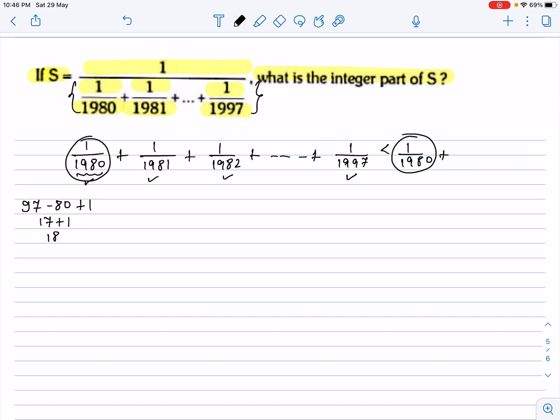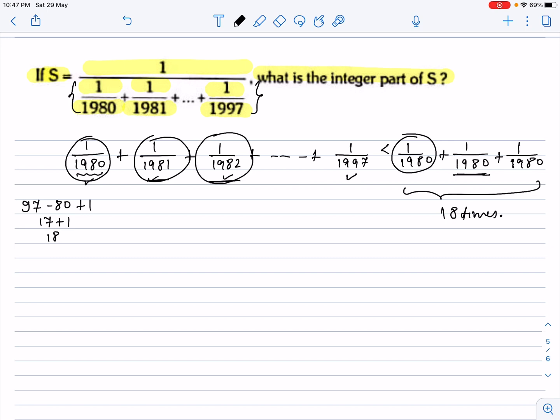But once again I will be going to divide 1 upon 1980 over here. That means 1 upon 1981 will be definitely lesser than this 1 upon 1980. So how many times will I be going to write 1 upon 1980? For 18 times I will be writing this thing. And 1 upon 1982 will be smaller than 1 upon 1980.